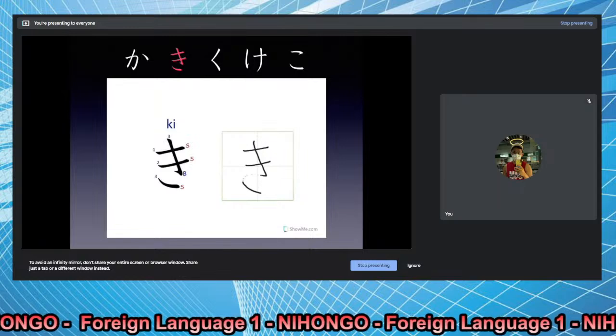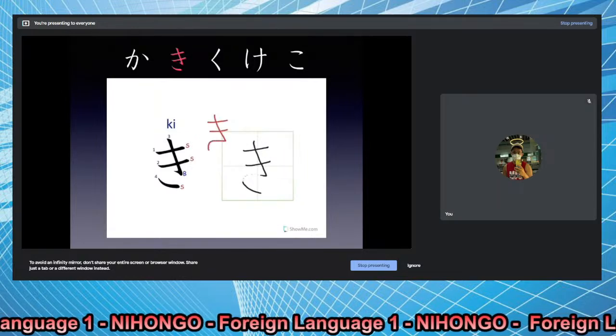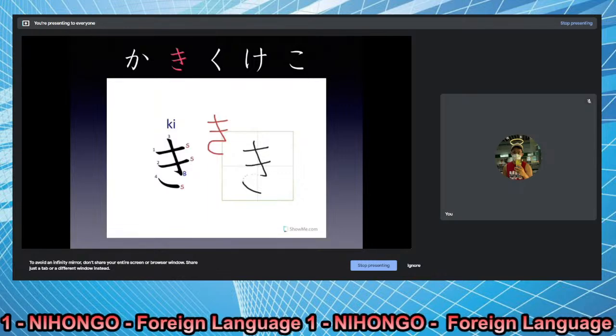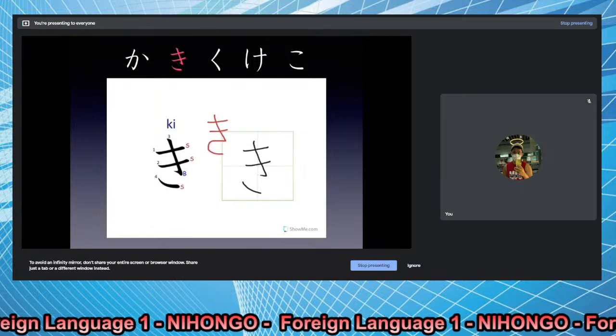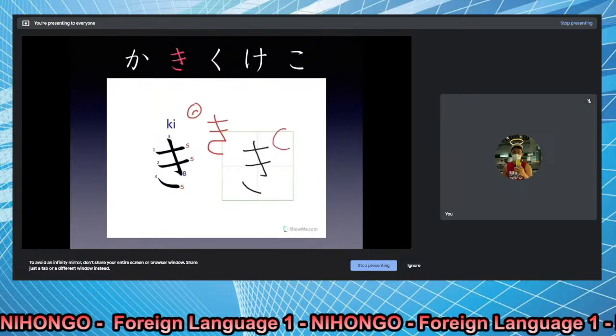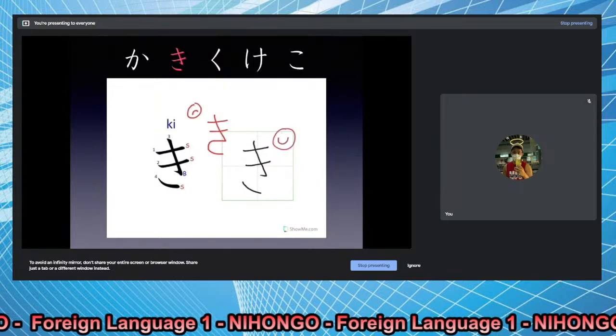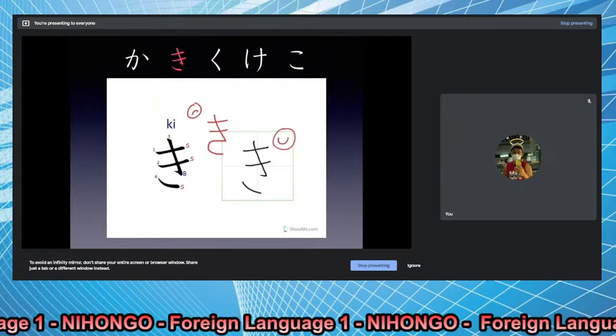In some printed fonts of this letter, you may see something like this, the stroke number 3 and 4 completely connected, right? But you shouldn't write your ki like this. This is the correct form of ki. Make sure that your ki has 4 strokes.